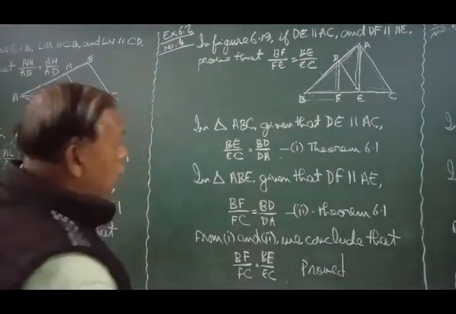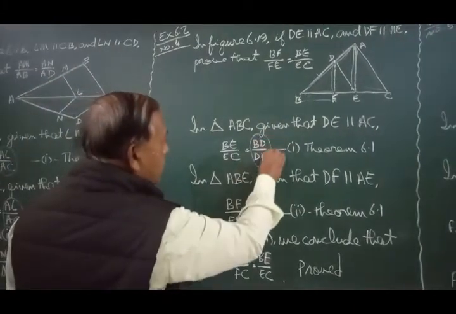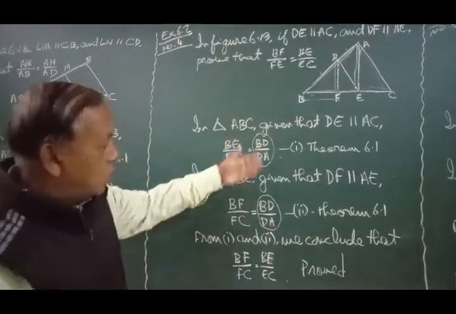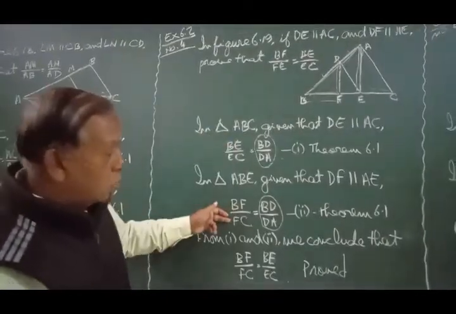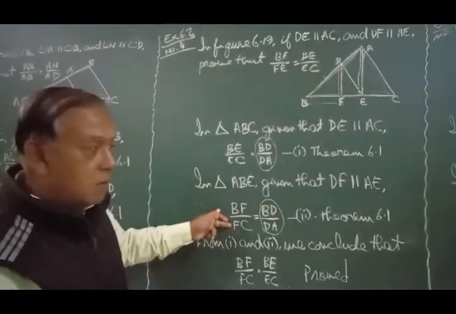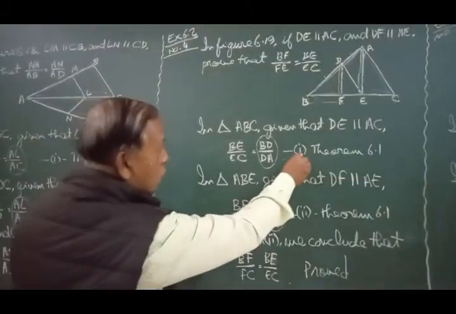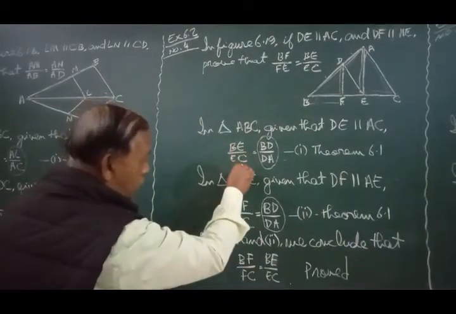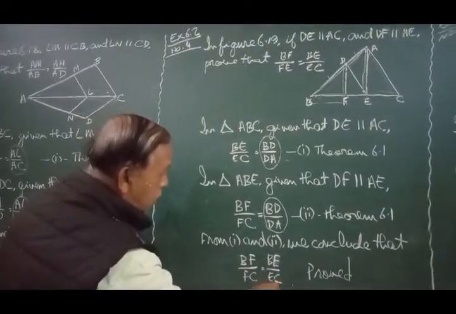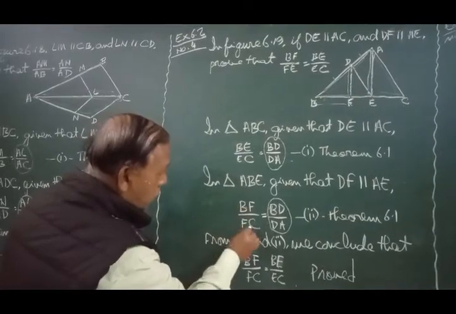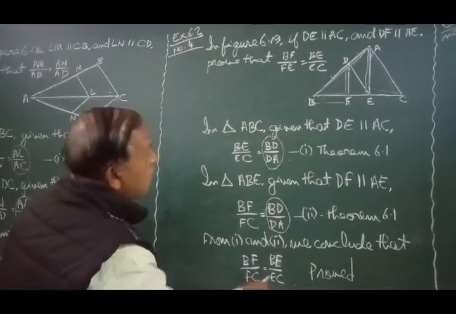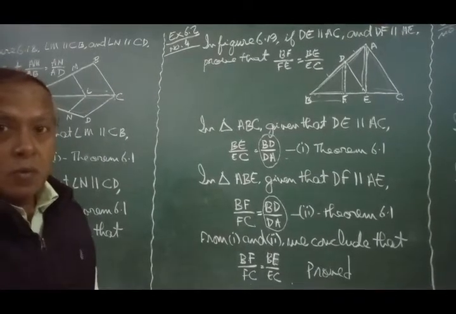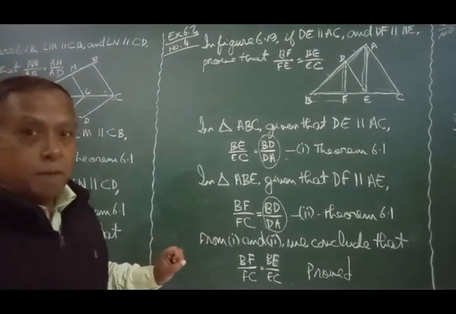From both of these, if you watch here again, these two are common. Both are same. Therefore, these two also have to be equal. That is what we say. From 1 and 2, we conclude BE upon AC is equal to BF upon FC, exactly what we are expected to prove. Hope it is clear enough.